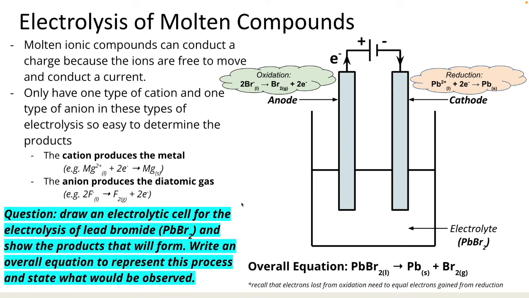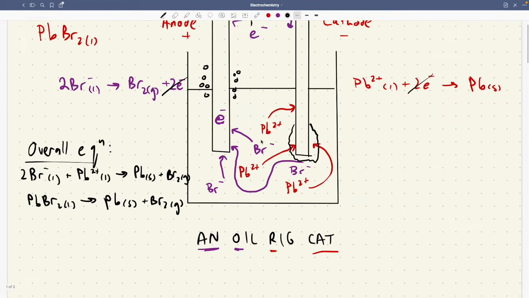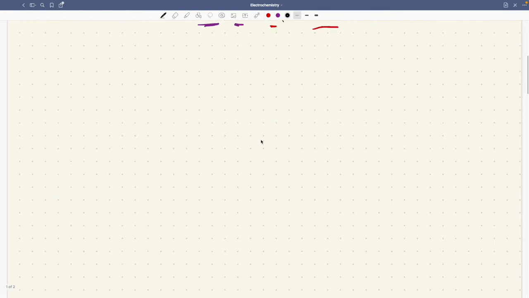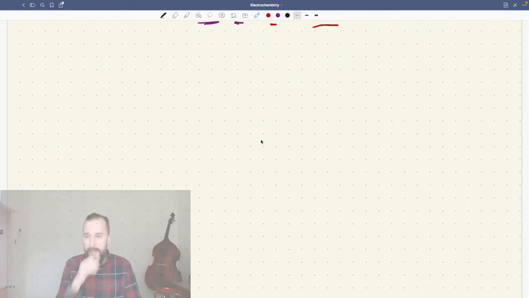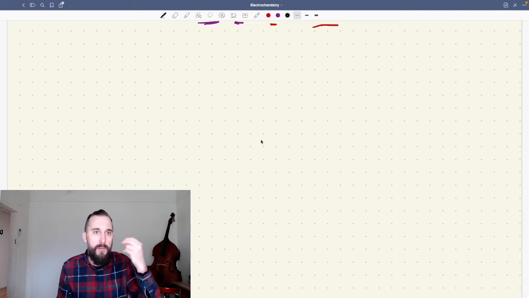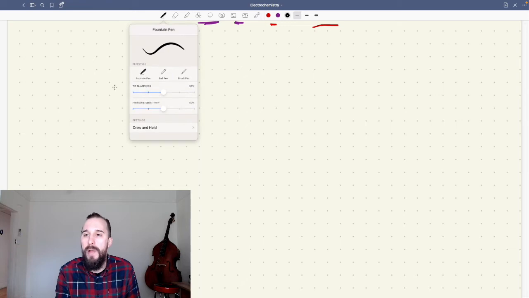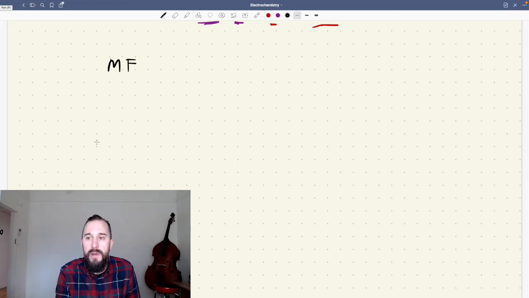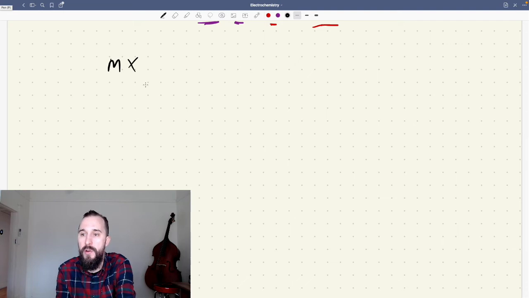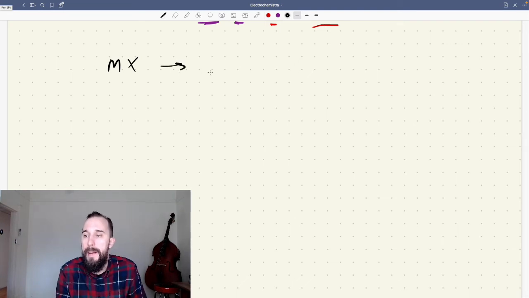We can also have electrolysis of aqueous compounds. Now these get one extra step complicated because we'll have our ionic cations and anions. So, let's say we've got some sort of ionic solid where we've got the metal and the non-metal in an ionic compound. That's going to dissolve, that's going to dissociate to form the cation and the anion.